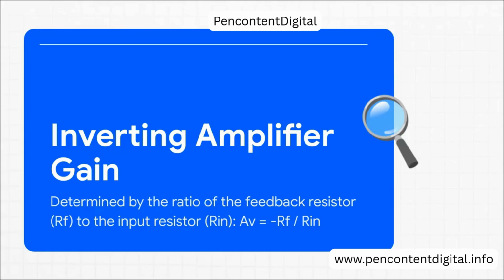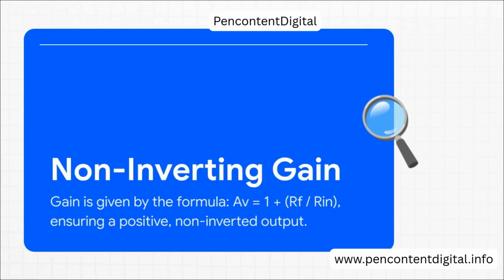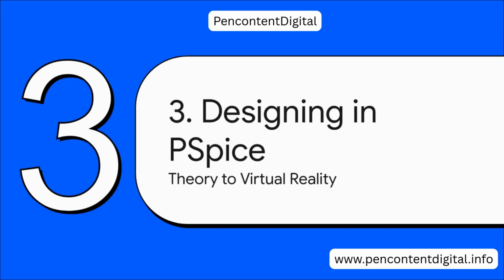For the inverting amplifier, the real beauty is just how simple it is. The gain, which is just how much the signal gets amplified, is just a simple ratio of two resistors. And see that little negative sign in the formula? That is key. That's the mathematical proof of that 180-degree flip we were just talking about. Now, the non-inverting amplifier uses the exact same two resistors, but the formula is just a little different. It's 1 plus the ratio. This simple little change makes sure the gain is always positive, which means the output signal stays right in phase with the input.